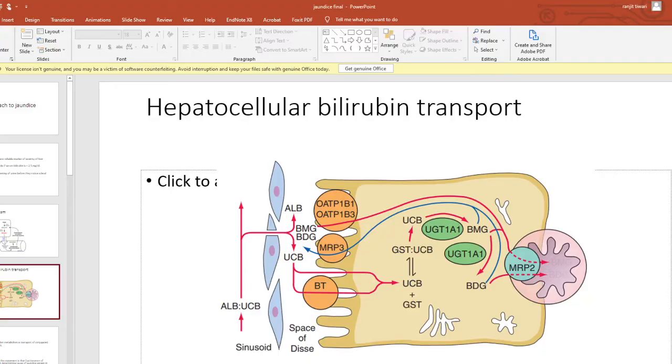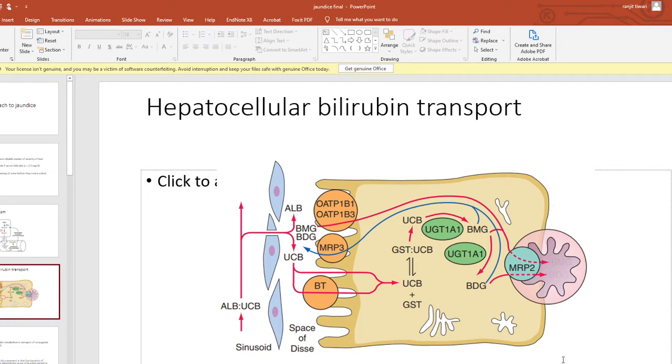So let's discuss the difference between Rotor syndrome and Dubin-Johnson syndrome. First of all, you have to understand this is the hepatocyte, and this is the side of the portal vein from where the blood is coming. Here you can see unconjugated bilirubin bound to albumin. And this is the side of bile flow.